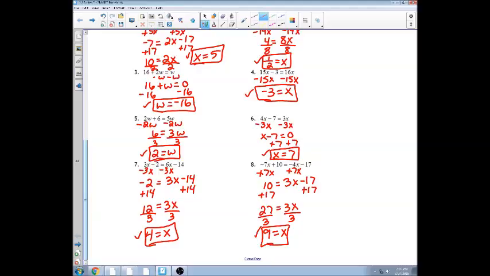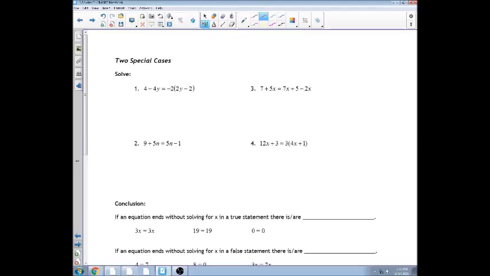Now on to the back side. Here it gets a little trickier. Here are 2 special cases. In this situation, it tells us to solve. So let's go ahead and work through number 1 and see what we can do.